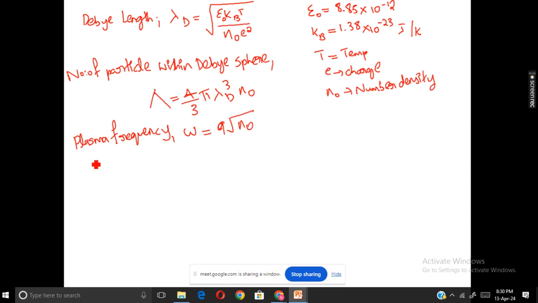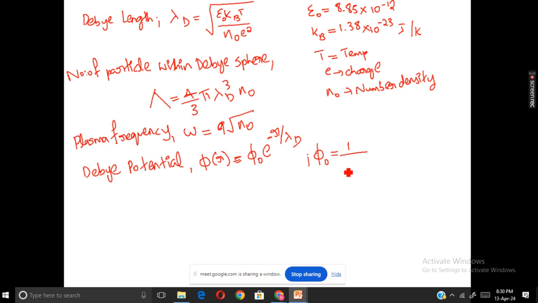And the Debye potential is given by phi of r is equal to phi 0 e raised to minus r by lambda_D, where phi 0 is a Coulombic potential, which is 1 by 4 pi epsilon 0 q by r. So this is the equation for Debye potential.